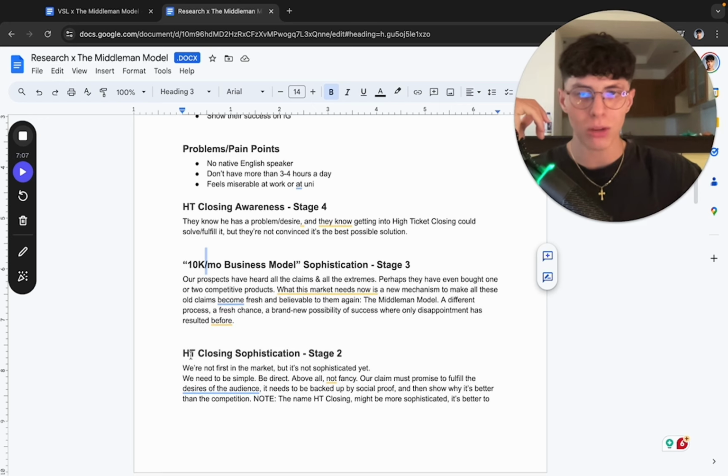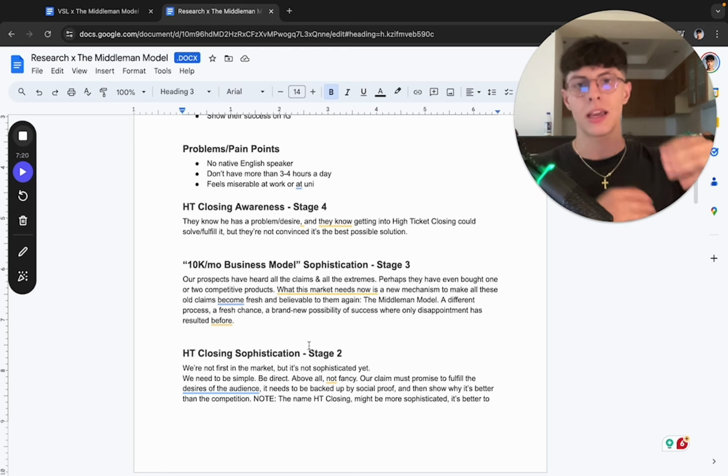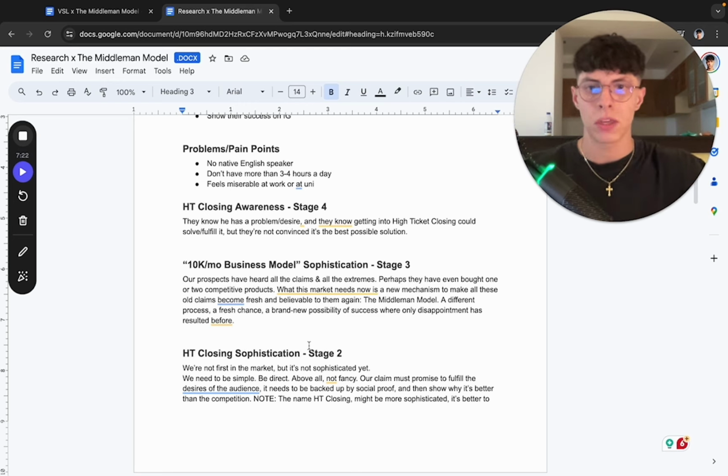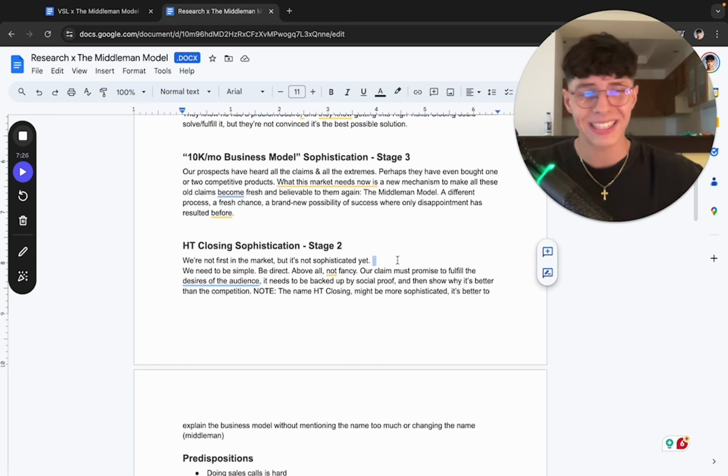Now, when it comes down to the high ticket closing sophistication, so how sophisticated, how skeptical are people when they hear the word high ticket closing? How many times have they heard about high ticket closing, okay? The more they hear about it, the more sophisticated they get. So in this case, we're not first in the market, but it's not sophisticated yet. So we're basically second, third, fourth in the market. There's not so many high ticket closing coaches. I mean, there are, but it's not so sophisticated. So we need to be simple, be direct, and not fancy.